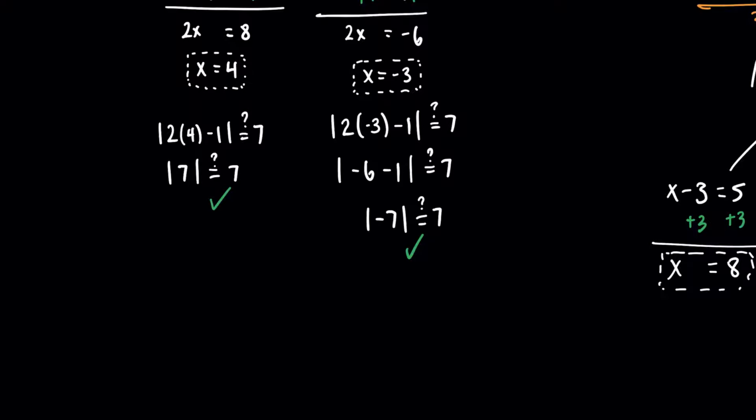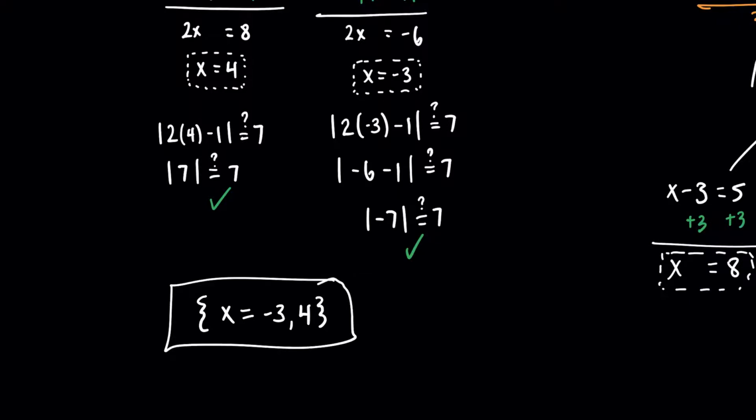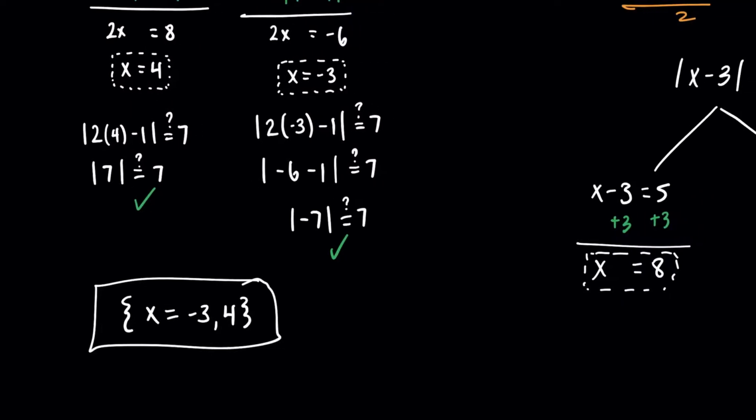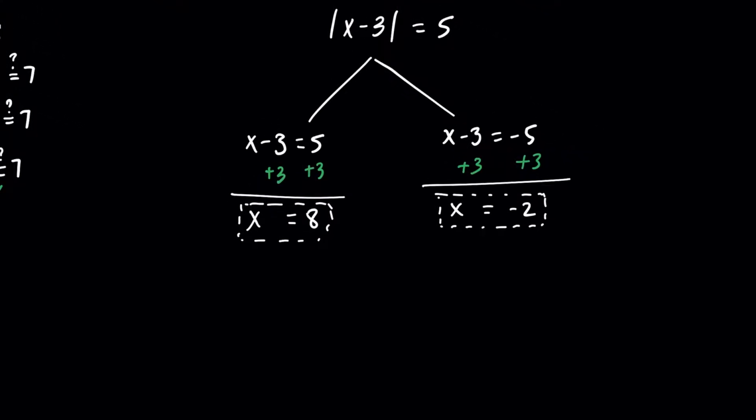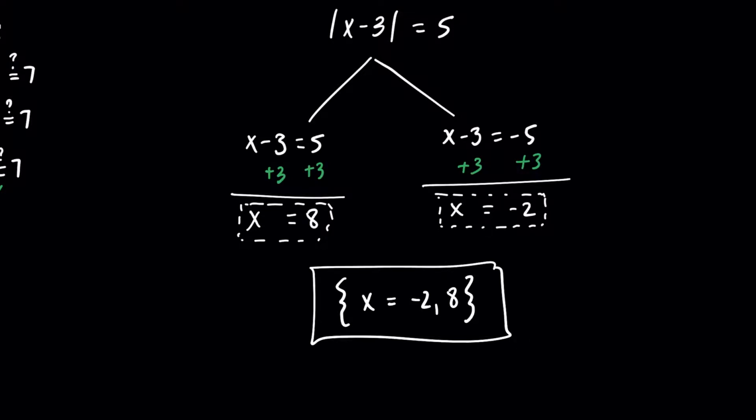So on this first problem, we had 4 and negative 3 as solutions. So what we do is we put these curly brackets and we say x is equal to, and I usually like to list the lesser number first. So that's our first solution set for that first problem. For our second problem here, we want to say that our solution set is curly bracket x is equal to negative 2 comma 8 with closed curly brackets. So that's going to be our solution set for those.